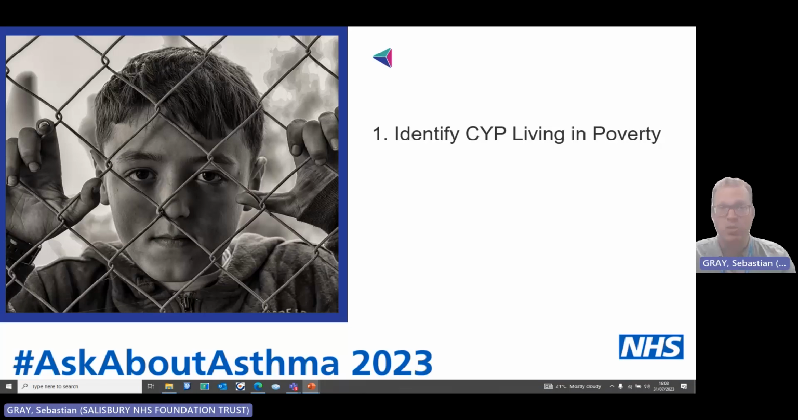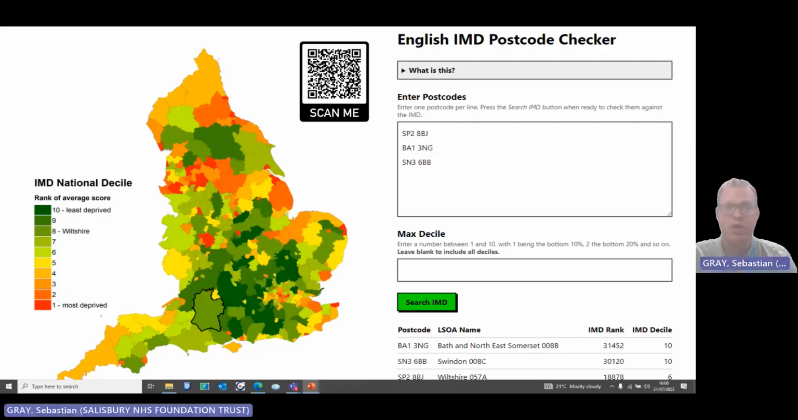Number one, we need to be able to identify children and young people that live in poverty. And there are a couple of ways to do this. Firstly, we can use the Index of Multiple Deprivation and check people's postcodes. Now, this is quite crude, but it does generally work quite well. You just type in the postcode and it tells you whether they live in the most deprived or the least deprived or somewhere in the middle.